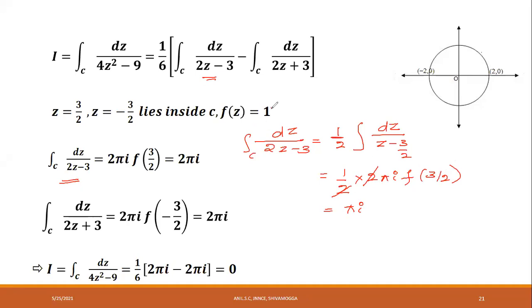F of z is equal to 1. This is a constant function. For all values of z, this is equal to 1. Therefore, f of 3 by 2 is also equal to 1. Therefore, this is equal to pi into I.